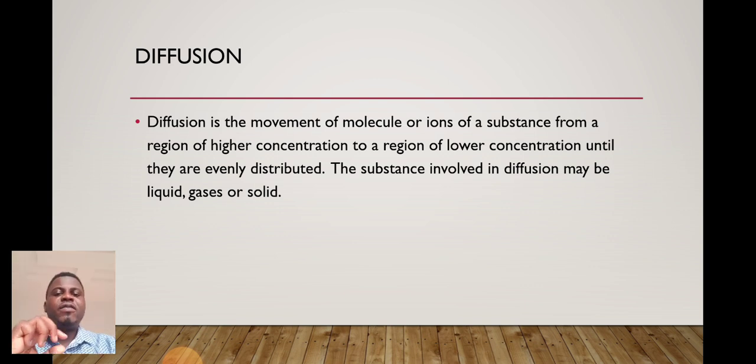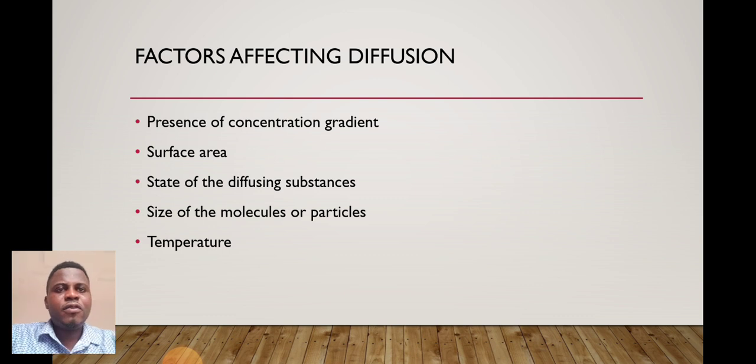So just know that diffusion is the movement of substances from a region of high concentration to a region of lower concentration until they are evenly distributed. And diffusion can involve solids, liquids, or gases. Now let's move to the factors affecting diffusion.